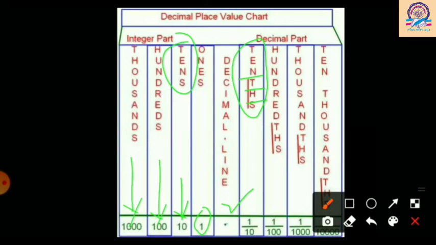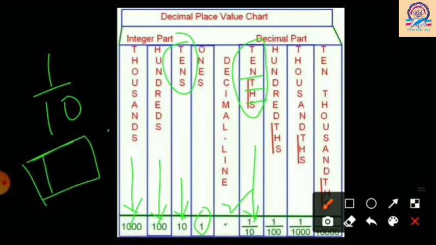Now in the decimal part it is just the opposite. Tenths means the tenth part of 1, as I have already discussed in the previous picture. 1 upon 10, this is the fractional representation of tenths. 1/10 means if we have a whole and that is divided into 10 equal parts.